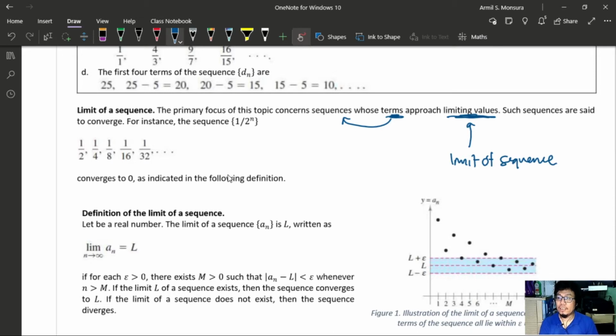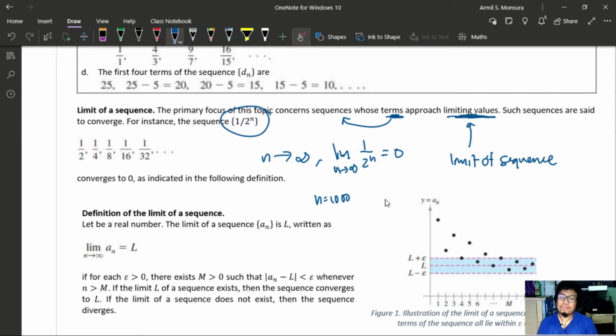Okay, as you can see, as you increase your n, that means as n approaches infinity, we say that the limit of 1 over 2 raised to n as n approaches infinity becomes 0. So it means that as n is increased, say for example we have here n equals 1000, we can compute 1 over 2 raised to 1000 as very, very close to 0.